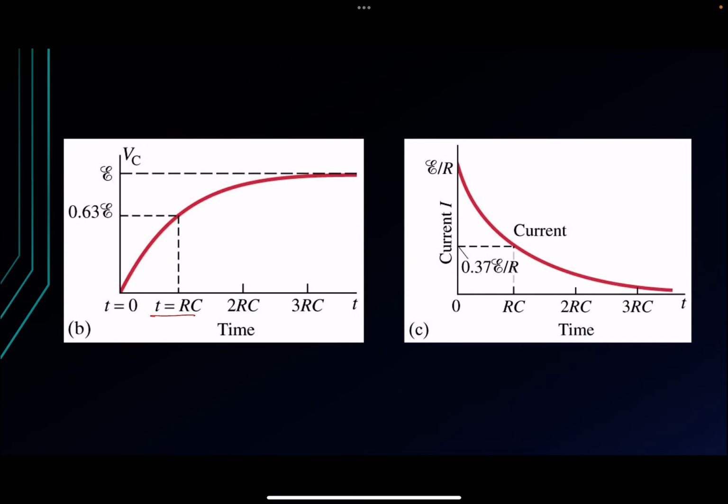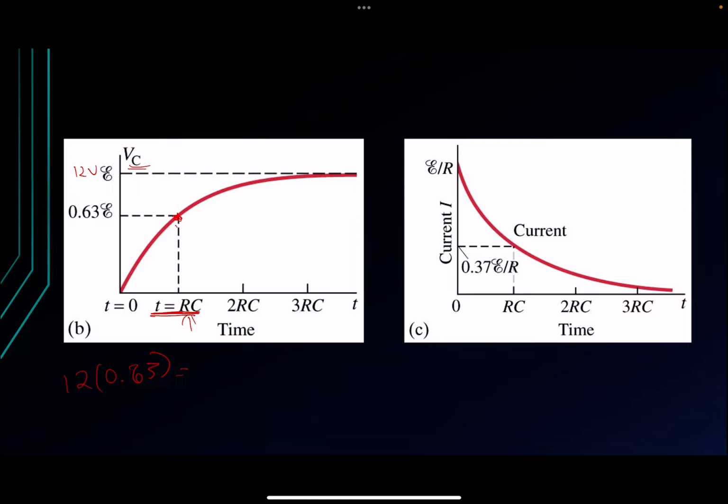So going back to this, after one time constant, and we can find our time constant by multiplying our resistance by capacitance, our voltage across the capacitor is going to increase by 63% of the total voltage. So again, if our V max is 12 volts, then our voltage after one time constant would be 12 times 0.63 in order to get that voltage.